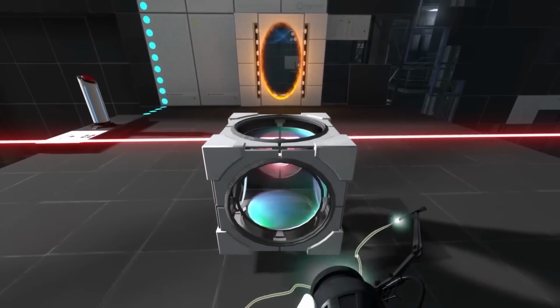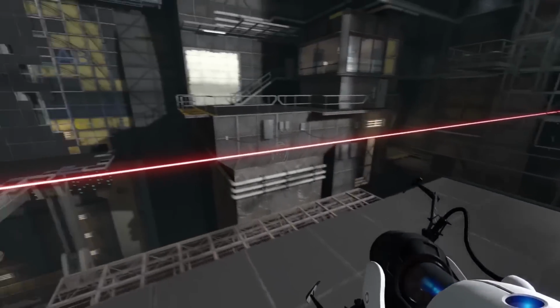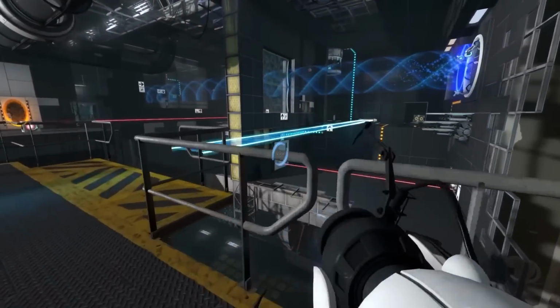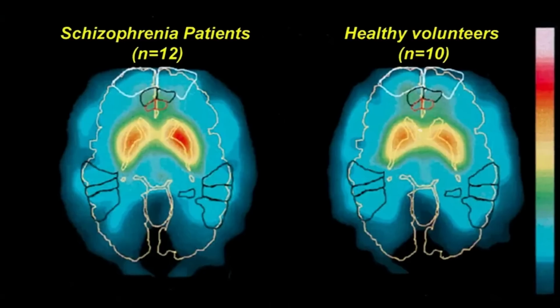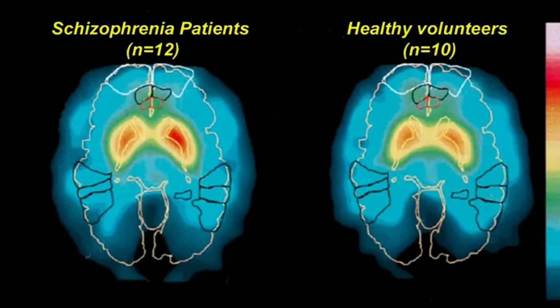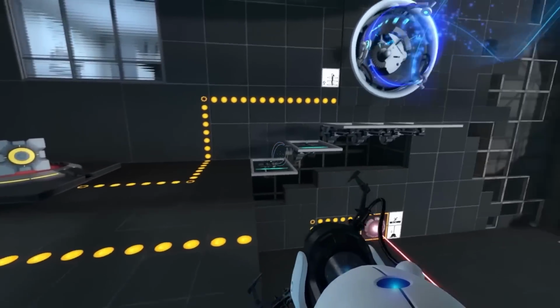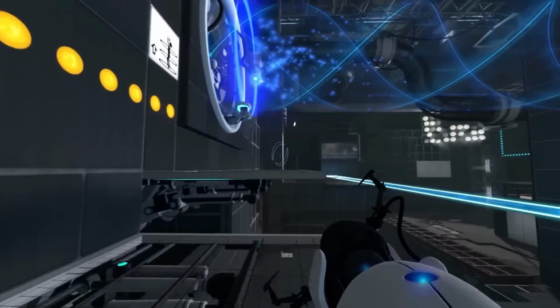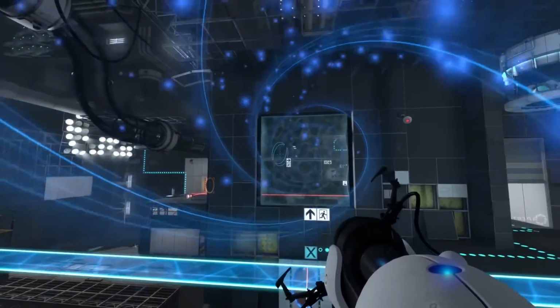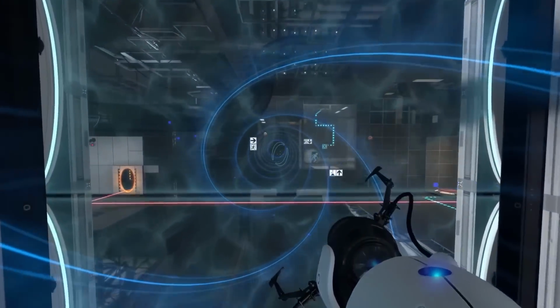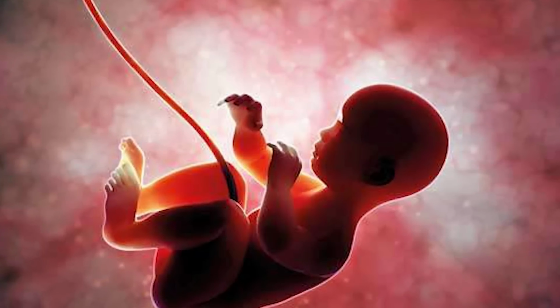So what causes schizophrenia? Honestly, no one knows for sure. It's like trying to solve a puzzle with half the pieces missing. Scientists think it's a mix of genetics, brain chemistry, and environmental factors. If you've got a family history of schizophrenia, your risk goes up, but it's not a guarantee. And there's evidence that imbalances in brain chemicals like dopamine play a role, but again, it's not the whole story. Stress, trauma, and even things like prenatal infections might also tip the scale.